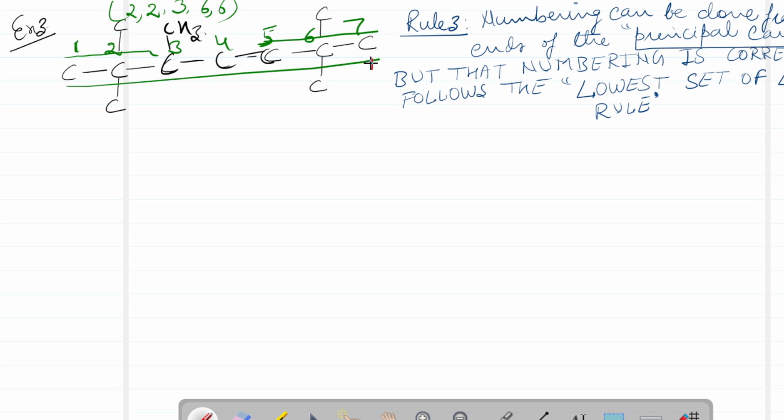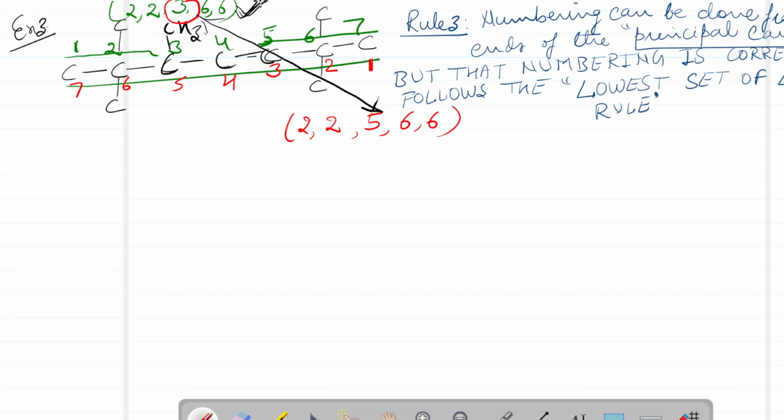If I do numbering from this carbon end, which I am writing with red font, my set of locants would be 2, 2, then 5, then 6, 6. Now we would be comparing these two sets of locants. First, I would be reading the number of green font, then red font. 2 green matches with 2 red. 2 green matches with 2 red. 3 doesn't match with 5 red. So it is the point of difference. Here, this set of locants is having a lower number. 3 is lower as compared to 5. So it is the correct way of numbering.